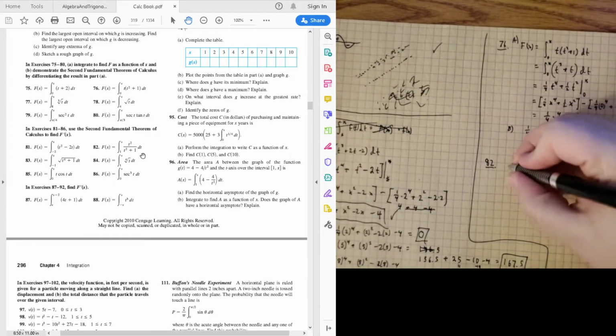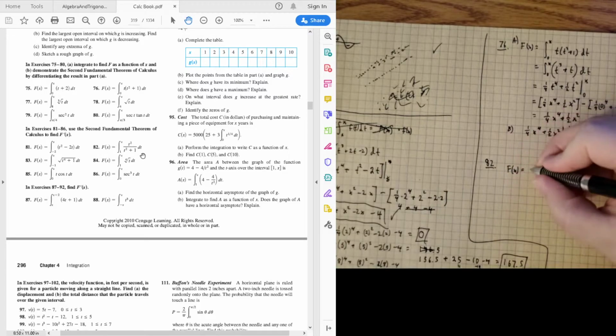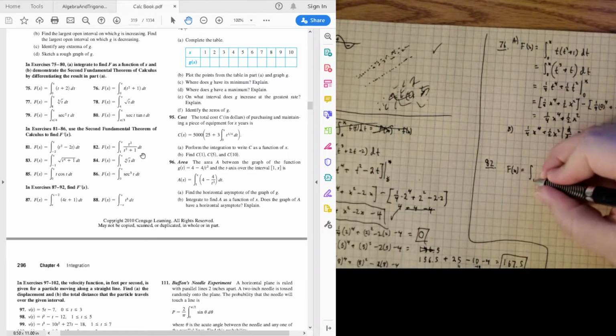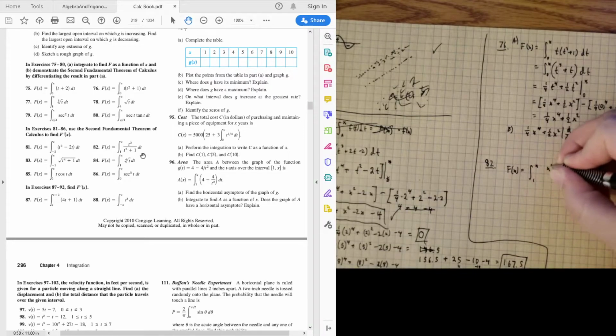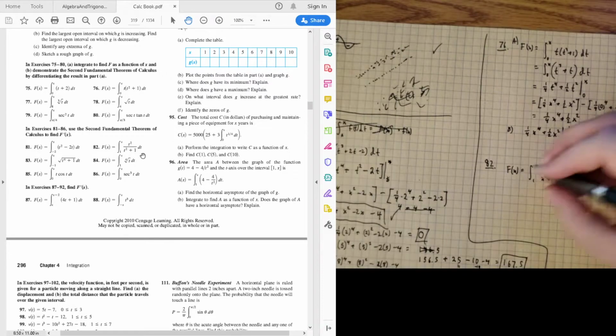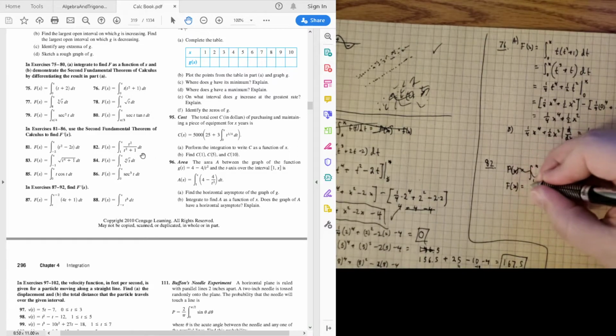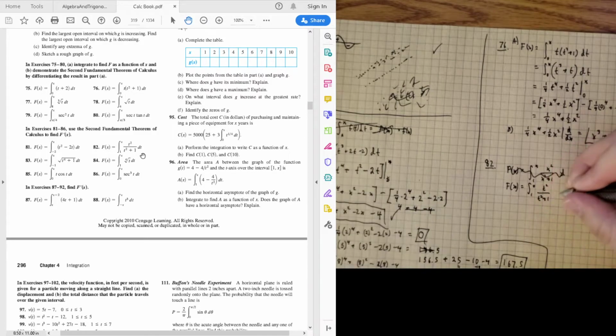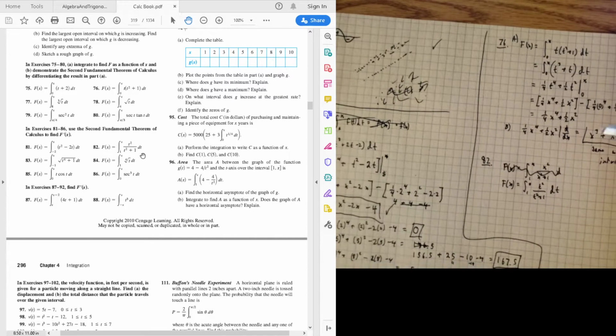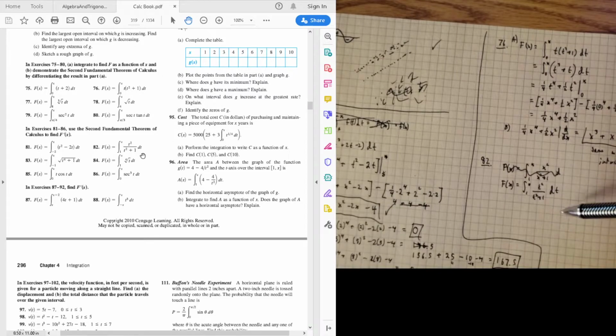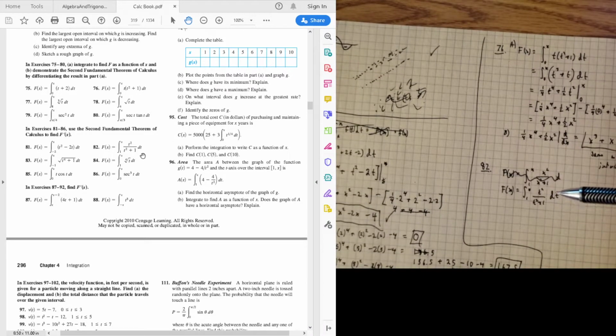Let's do this. It says f of x is equal to the integral from 1 to x of t squared over t squared plus 1 dt. Now, this problem does not fit into any of our standard forms, and I cannot rewrite it. There is no way to rewrite it into a form that can be solved.